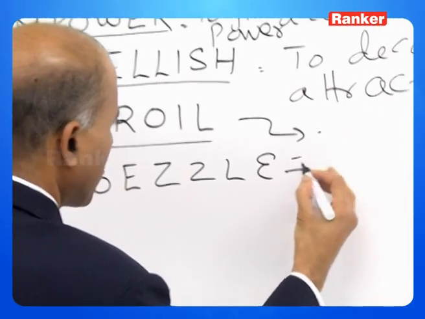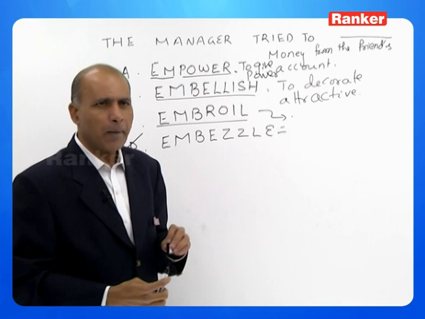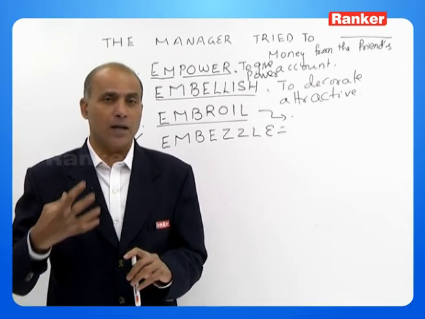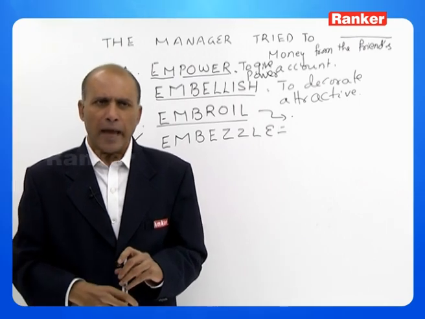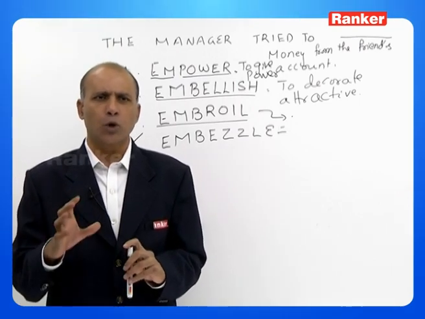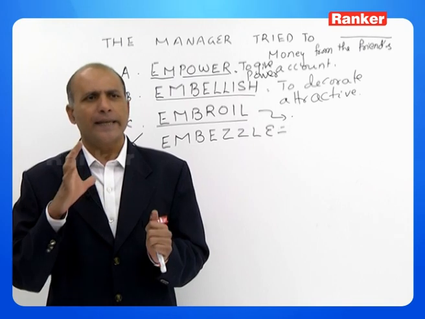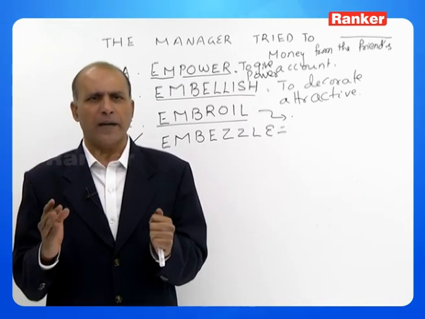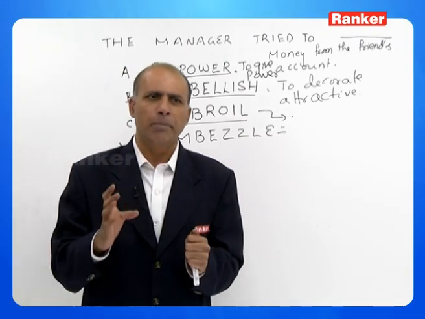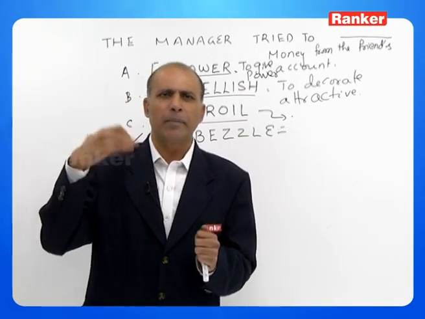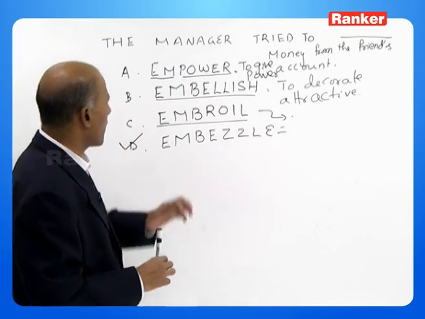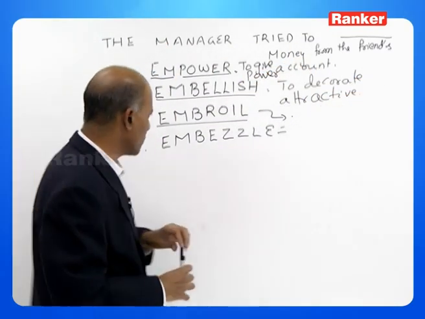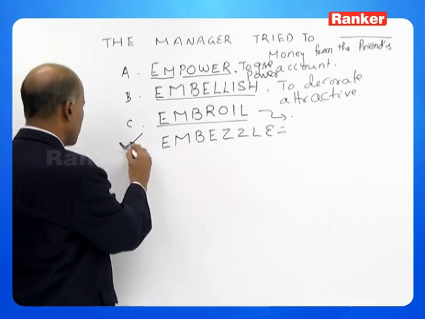So the correct word is embezzle. What is embezzle? Embezzle. I embezzled a lot of money from this company. I embezzled a lot of money from my friends. Embezzle is trying to make money in an illegal, immoral, corrupt, inappropriate manner is what is called embezzle. The politician embezzled a lot of funds. So the manager tried to embezzle money from his friend's account. So the correct answer is D.